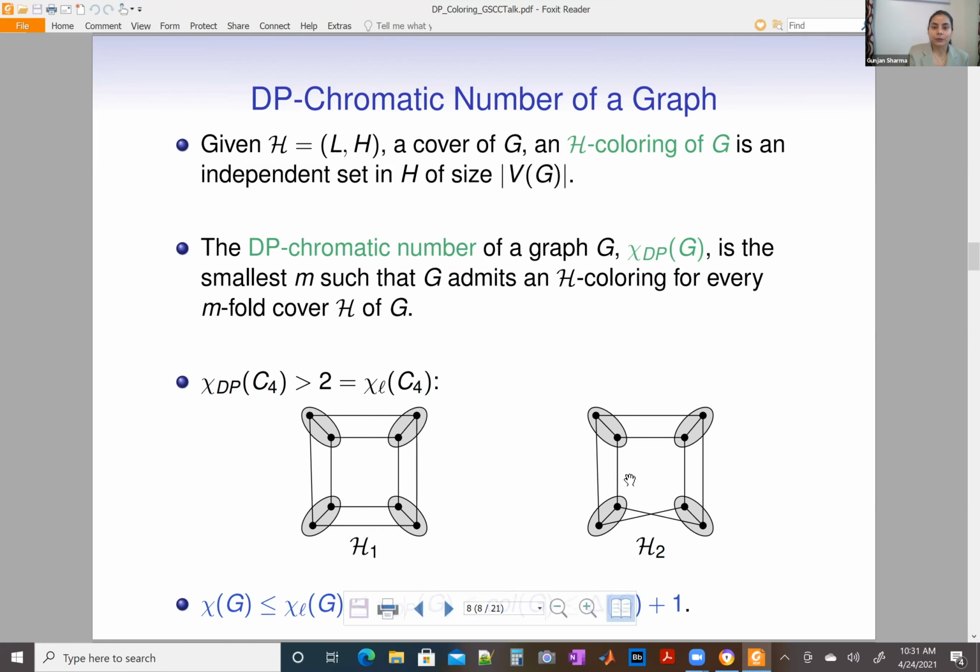And here's the relation between the various chromatic numbers that we have discussed and the coloring number. Delta of G is the maximum degree of graph G, and that plus 1 acts as an upper bound on all of those numbers.